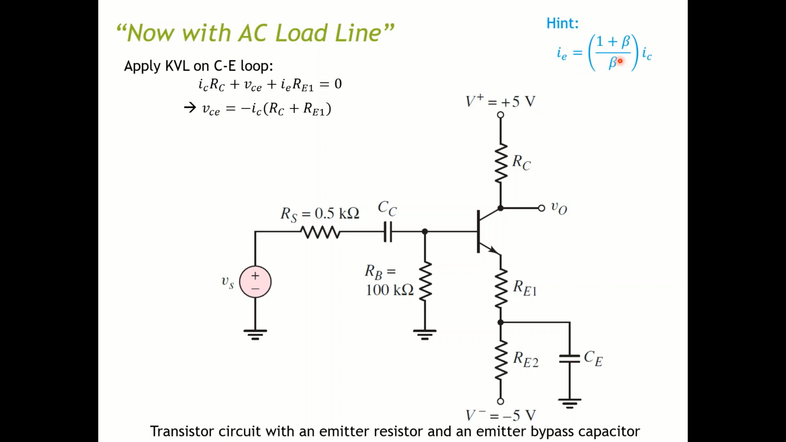If you do that, and remember last time we estimated this to be 1, so now we can do it again. We can estimate this whole term to be 1. Therefore, we can say that IE equals IC. So now we can write our VC equation to be negative IC multiplied by RC plus RE, which is the total resistance up to the point that you plug in your bypass capacitor. Therefore, now your slope is -1 over RC plus RE1.